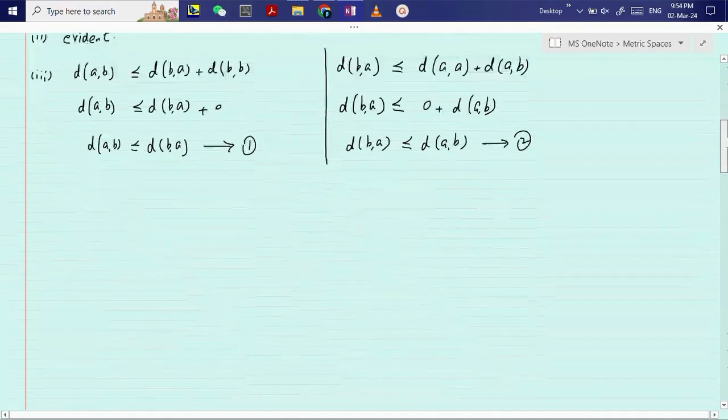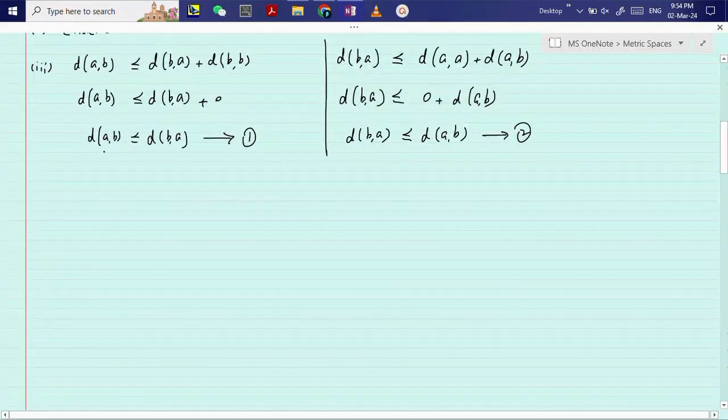By using 1 and 2, you can see here d of AB is less than or equal to d of BA, and here d of BA is less than or equal to d of AB. So 1 and 2 imply both d of AB and d of BA are equal. So this is the symmetric property for the map D. This is the third property for a metric which has been proved.